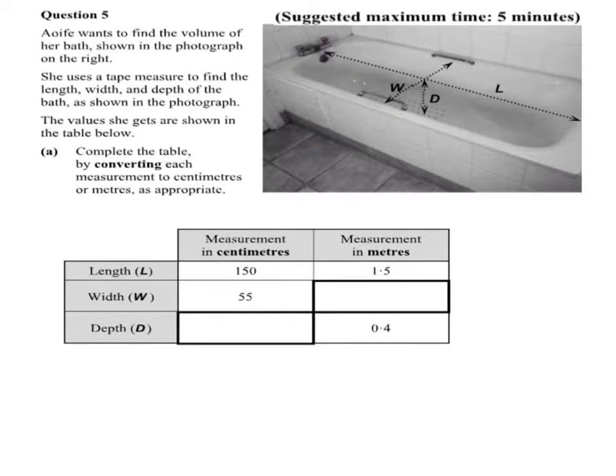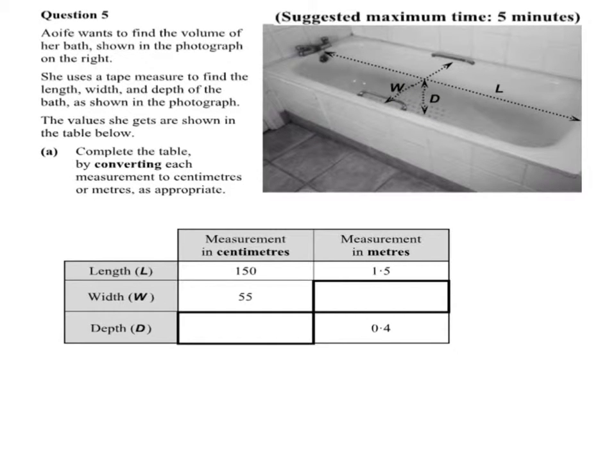Question 5. Aoife wants to find the volume of her bath shown in the photograph on the right. So she's trying to find the volume of this bath, so the space that will fill inside this bath. She uses a tape measure to find the length, width and depth of the bath as shown in the photograph. So the length, the width and the depth.